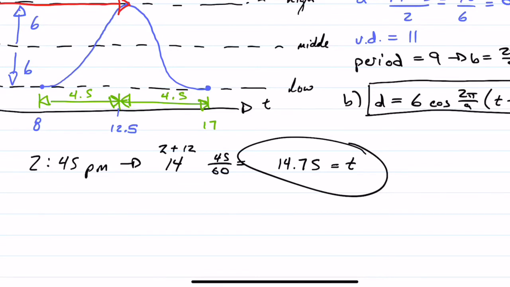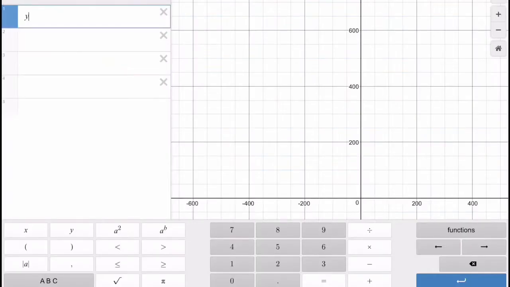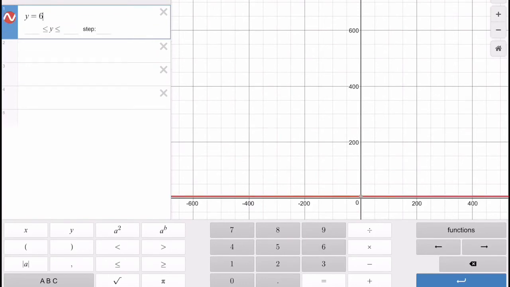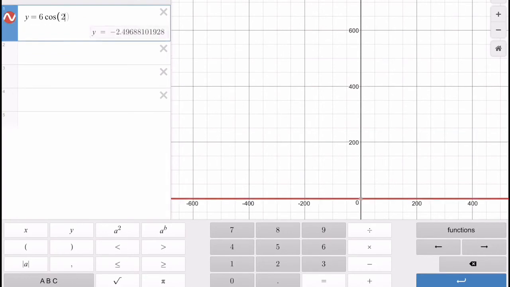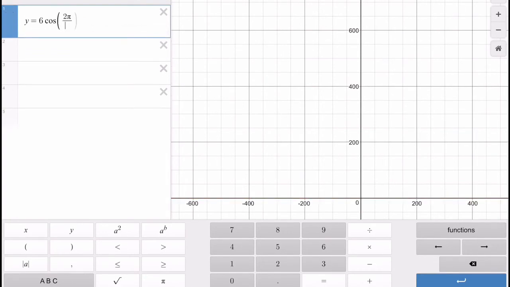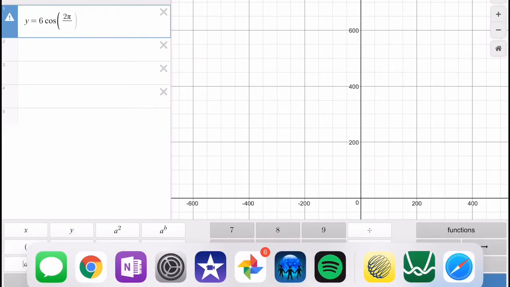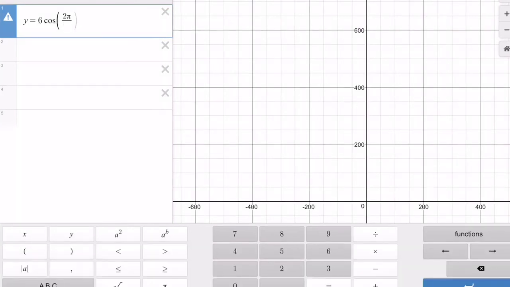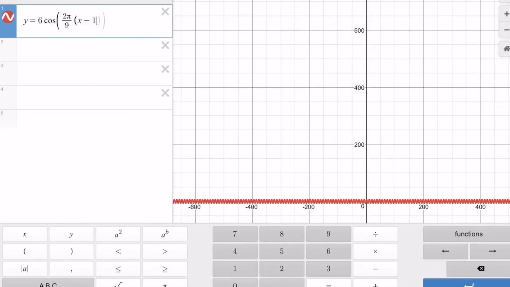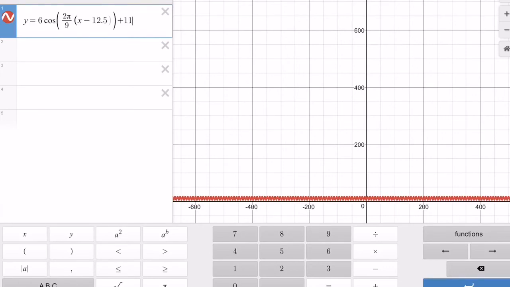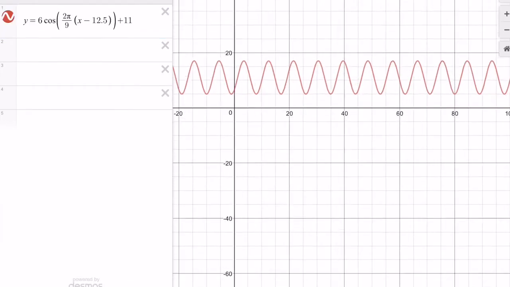There are a couple ways to do this. So you could just substitute 14.75 in for t in that equation and just punch it into your calculator, but I'm going to put everything into Desmos. So I'm going to enter the equation for the function in first. D is going to be y and t is going to be x. So I'm just putting in y equals 6 cos 2 pi over 9, and I need the brackets around everything that's going to be inside cos for Desmos. So then there's the x minus 12.5 instead of the t minus 12.5, plus 11. And with Desmos, you can just zoom in. So that's what I did.